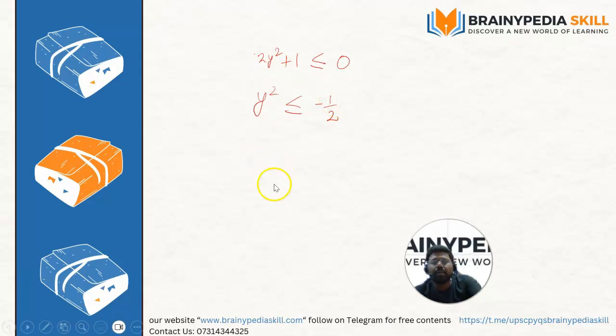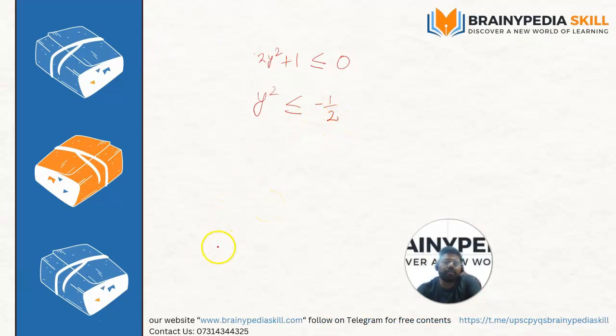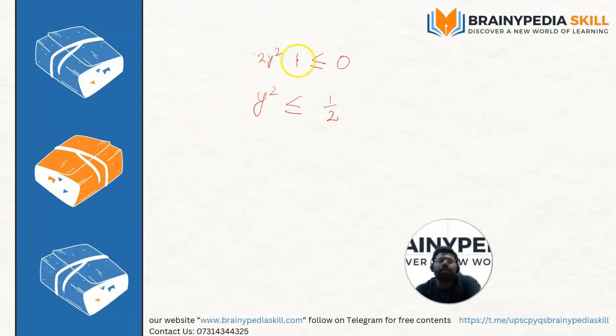Okay, it is plus or minus. Okay, it will become minus, sorry. So it will become plus then. This one will become minus 1. So this one will become plus. Okay. 2y square minus 1 less than or equal to 0. So y square is less than or equal to half.